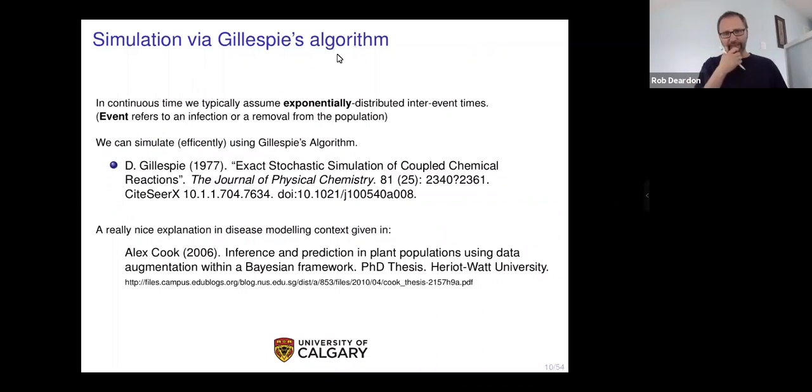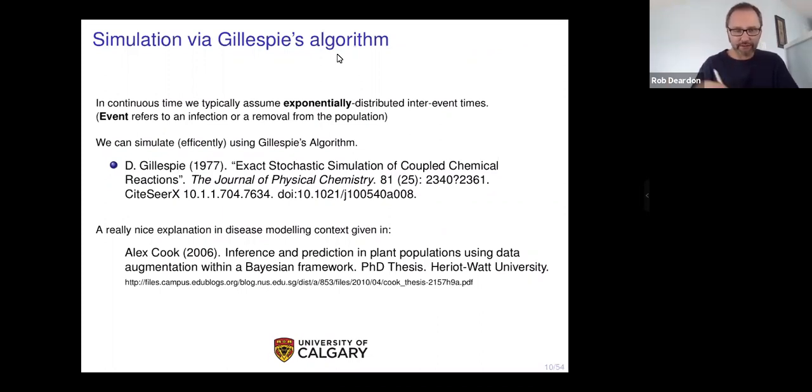So we can simulate from that model using something called Gillespie's algorithm, which you may have come across if you've done a course in stochastic processes. The original citation there is from 1977, and you can take a look at that. The algorithm is actually given there in the context of simulating chemical reactions. I find it quite hard going, but there's a really nice explanation of it in Alex Cook's thesis.